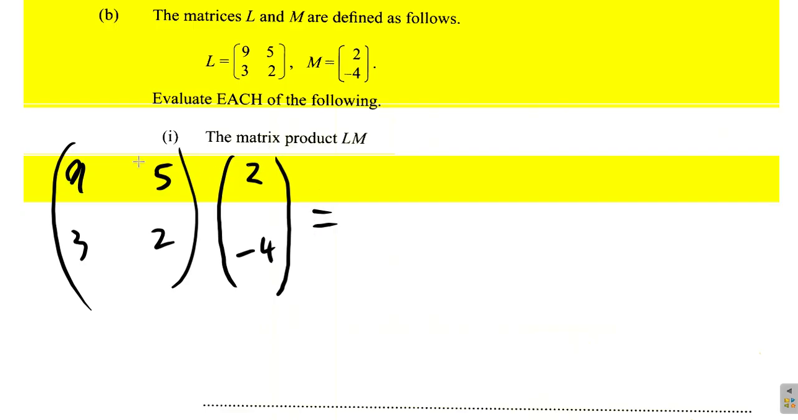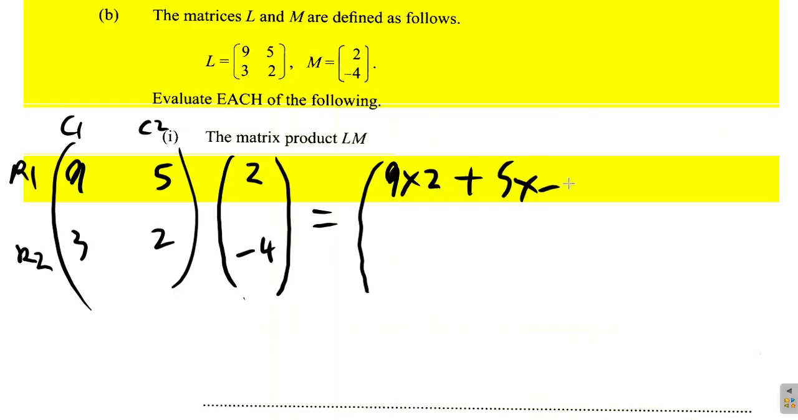Alright, so what you have here, remember, is row 1, row 2, and column 1, column 2. This has only one column but two rows. In the answer, the first entry is row 1 times the column. So it's first by first plus second by second: 9 times 2 plus 5 times negative 4.